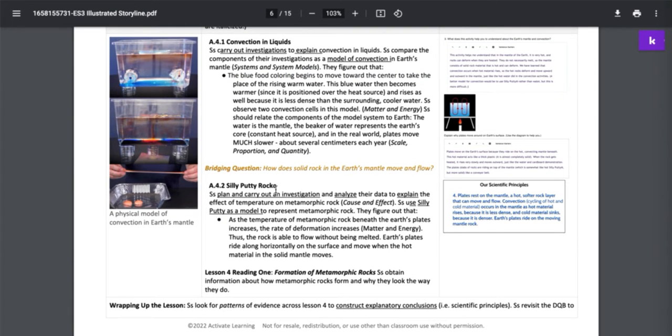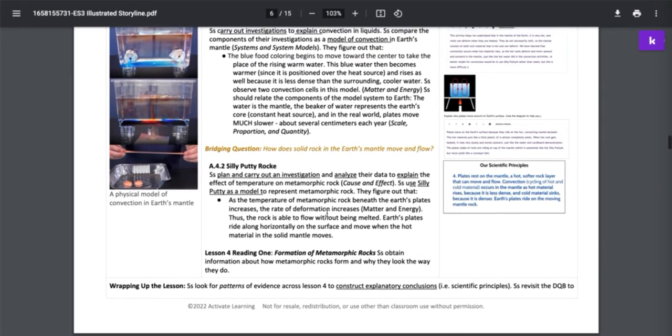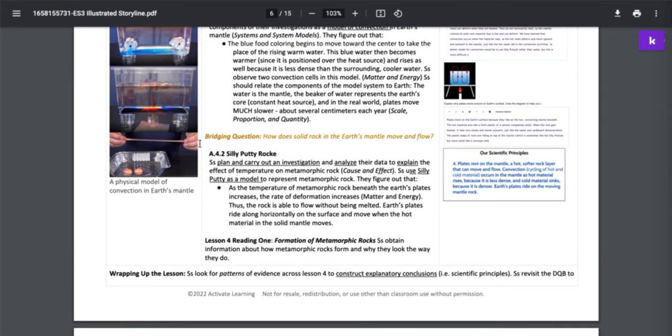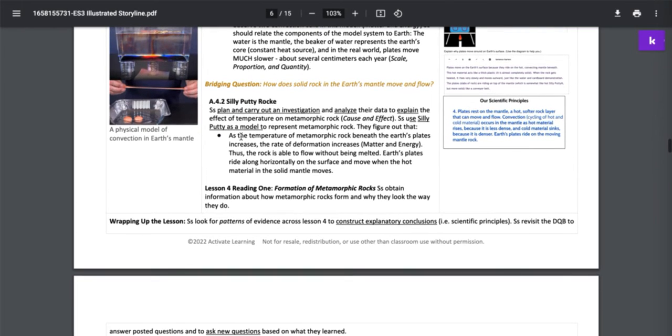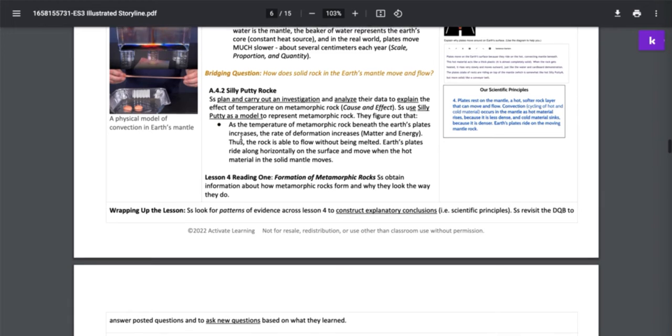Silly putty rock. It's kind of fun. It basically just shows how as you heat something up, it becomes more malleable, and this is what goes on with rocks. It's kind of a stretch to talk about cause and effect for metamorphic rock. It's not necessary. You could skip it. I don't think it leads to the storyline very well, so I wouldn't worry about it too much. But if you want another hands-on activity, it's something to do.